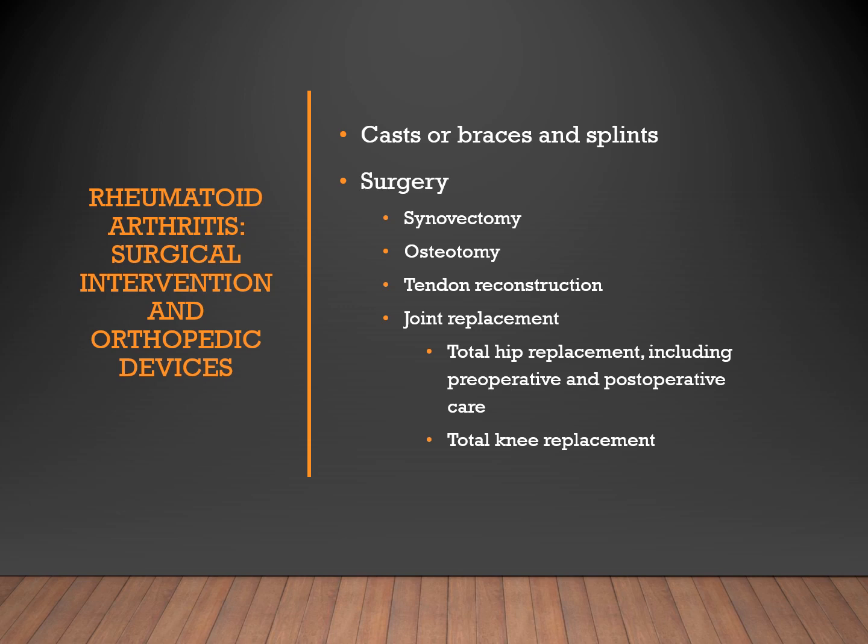Casts or braces and splints may be used to immobilize an affected part so that it can rest during an active phase of arthritis. Braces help prevent deformities by maintaining an optimal functional position of the joints.